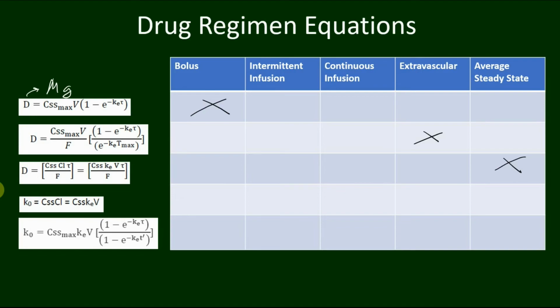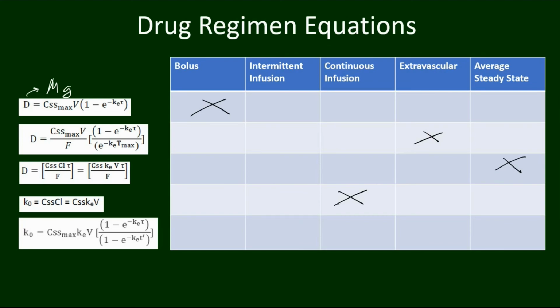Finally, not everything has a dose, right? Bolus has a dose, extravascular has a dose, but when we're doing infusions, we have to know what is the rate of infusion that we're actually giving the patient. So that's K naught. So how do we calculate K naught? That's CSS times clearance, or CSS times rate elimination constant times volume of distribution. So which scenario does this apply to? This one is for continuous infusion.